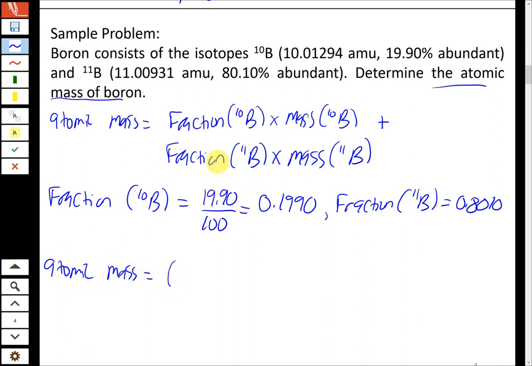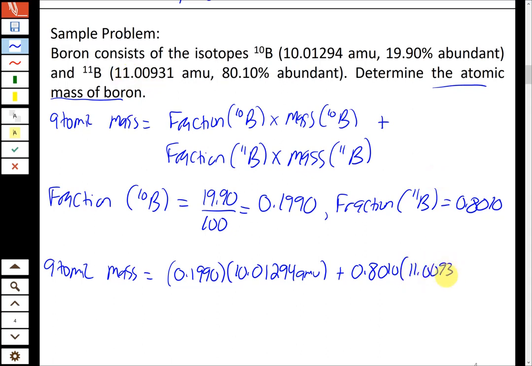All right, so the fraction of boron 10 is 0.1990, and the mass of that is given to us as 10.01294 in AMU. And then we have 0.8010 is the other fractional abundance, and the other mass of that isotope is 11.00931. So these types of problems are not too difficult. You just have to make sure that you're matching up the right fractional abundance with the right mass, and that you use fractions and not percentages when you're doing these sort of calculations.